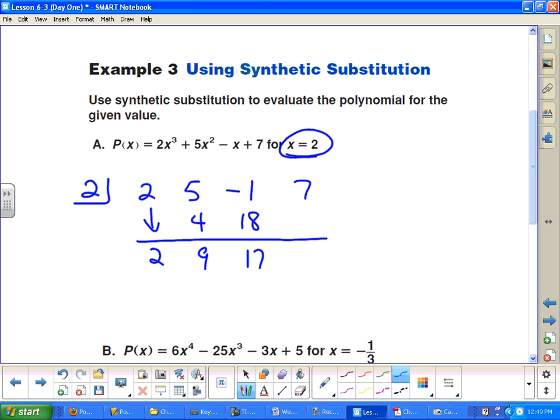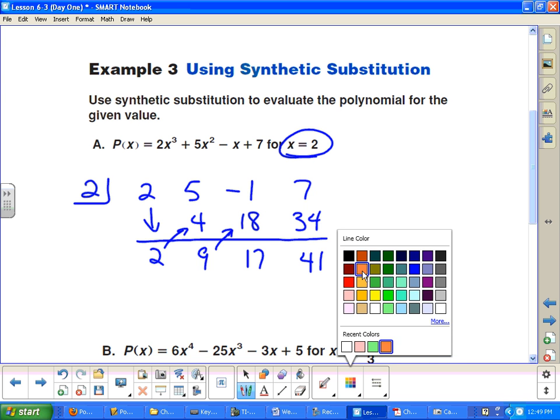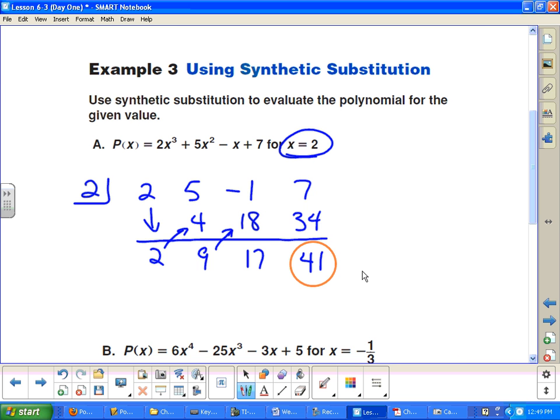Okay, so we're taking this number here, and each time we're multiplying it by the number in this third row, and then it goes up into the second row, and we combine it. Okay, so 2 times 17 is 34, and 7 plus 34 is 41. And that is my answer. So if you put 2 in here for x, you would get 41.